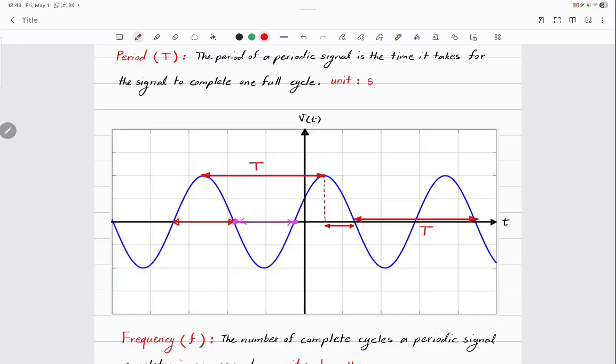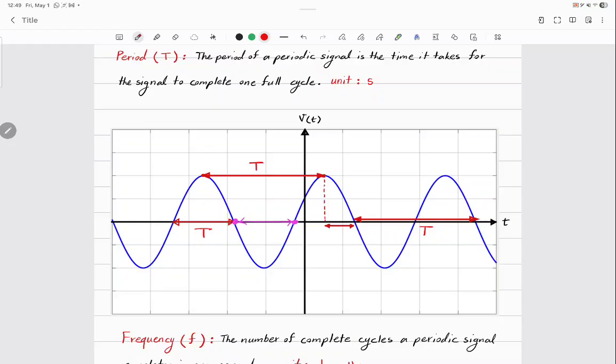For example, if I only consider the first part of the definition, from 0 to 0, I should be able to call this one also a period, while I know it's not, because it goes from 0 increasing to 0 decreasing. These are not the same points. It hasn't completed one full cycle.